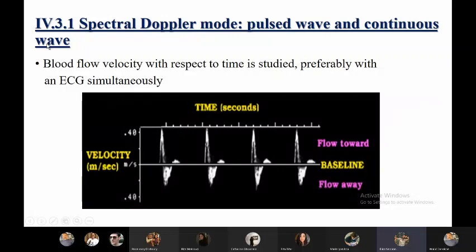First of all, the spectral Doppler mode, which consists of pulsed wave and continuous wave. In pulsed wave and continuous wave Doppler, the blood flow velocity with respect to time is studied, preferably with an ECG simultaneously. In this graph, the x-axis represents time in seconds, whereas the y-axis represents velocity in meters per second. A Doppler shift is obtained by red blood cells, as discussed before. The flow towards the transducer is translated above the baseline, whereas the flow away from the transducer is translated below.